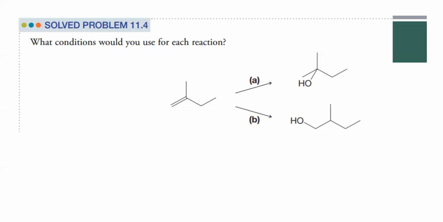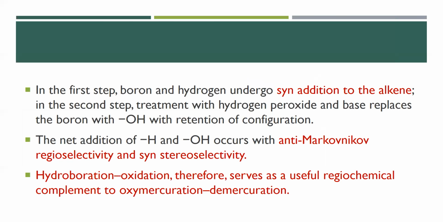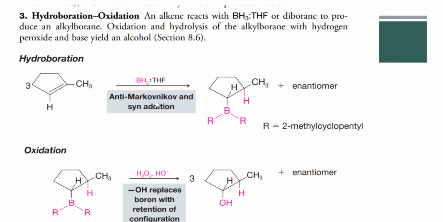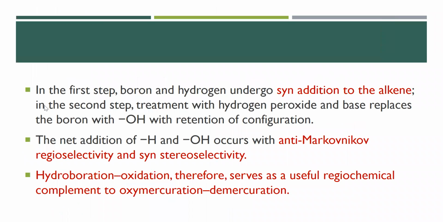Before we end, as a note, this hydroboration oxidation process follows the anti-Markovnikov rule. For example, here you have a double bond. Here contains a higher number of carbon. For a normal Markovnikov addition, this should get the hydrogen and this one should get the OH. But in the hydroboration oxidation process, it follows the anti-Markovnikov rule, wherein the hydrogen is added here and the OH is added here.